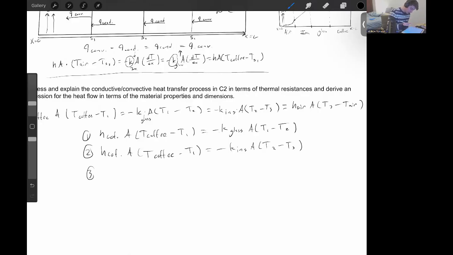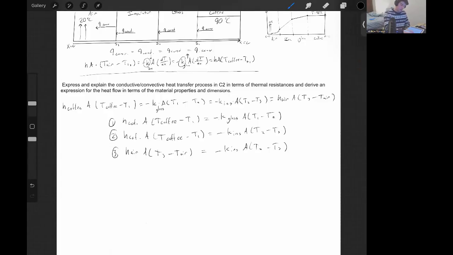Now we have h of air times the area times T3 minus T air, and we'll set this equal to the insulation conduction, with the area times T2 minus T3.